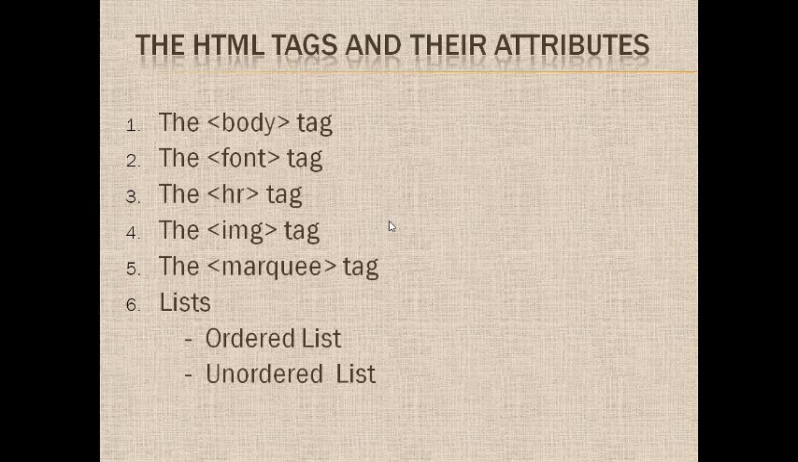The marquee tag. The marquee tag is for scrolling text. For example, you have seen in advertisements the text at the bottom of the screen, scrolling from left to right. The scrolling text is called the marquee tag. Then we have the list. In lists we have ordered lists and unordered lists.